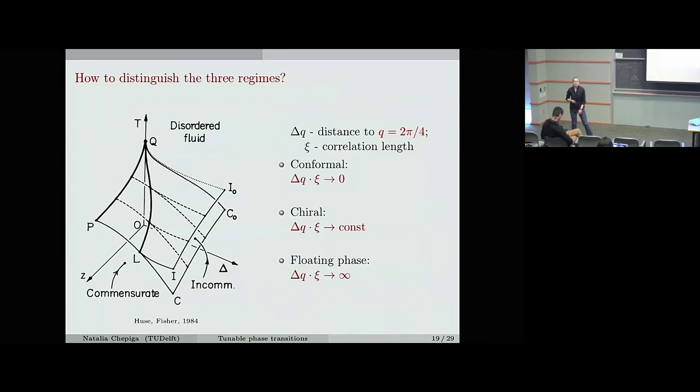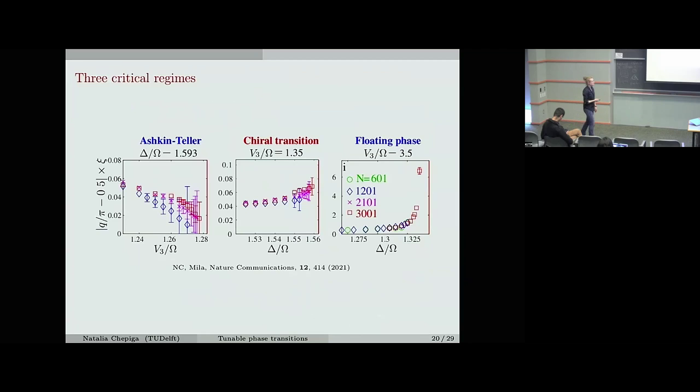Again, we can use the same criterion proposed by Huse and Fisher to look at ΔQ times ψ, but now ΔQ is measured with respect to 2π/4. It's a different thing. And what we see is again three different regimes. When we approach the Ashkin-Teller point, despite the large error bar that now comes from the fact that we don't know the location of the conformal point exactly, we see that it decays to 0. Then we see, very clearly, a regime of the floating phase with divergent ΔQ times ψ. And then there is a region where ΔQ times ψ goes to a finite value, indicating that here we again have a chiral transition.